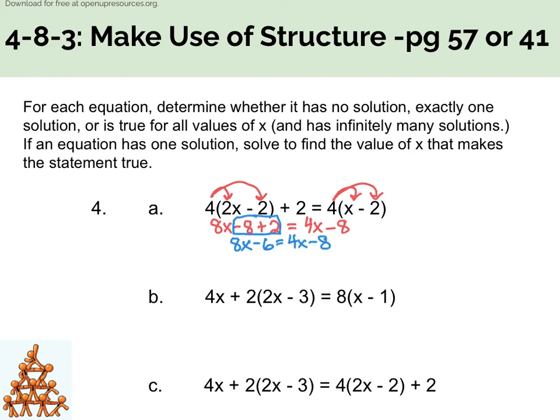So what we learned from yesterday is, notice how we have 8x here and then 4x here. For something to be no solution or true for no values, or infinitely many solutions or true for all values, remember that the x's have to be exactly the same on both sides. So this one is going to be one solution.